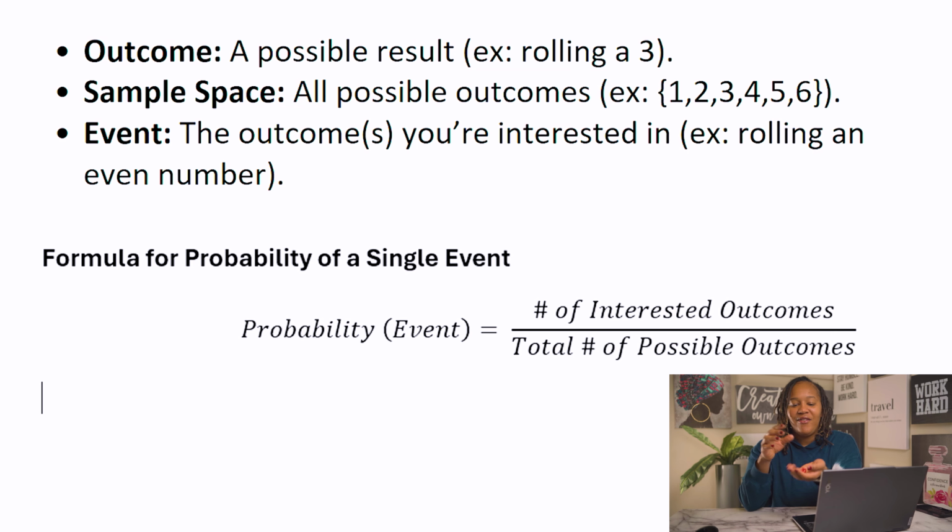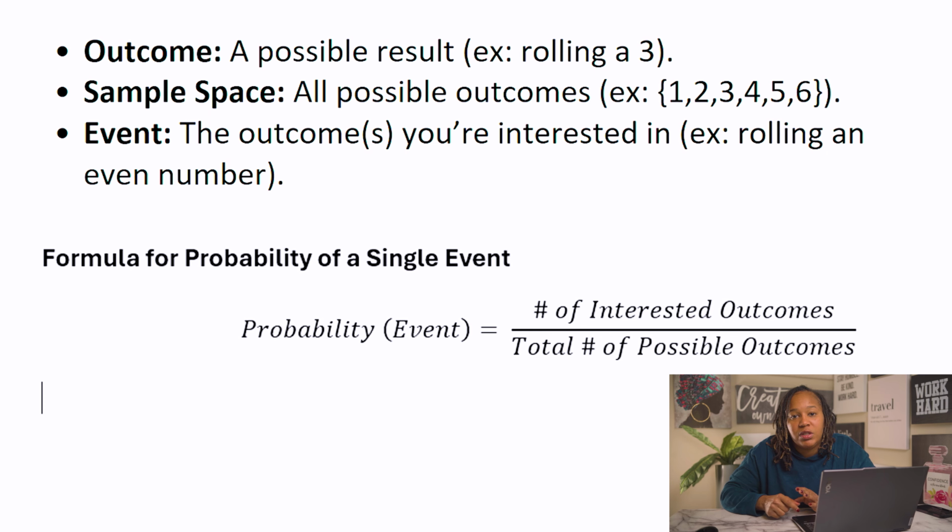So for example, I have a dice. We like to use dice and rolling dice in probability. This dice has 6 sides on it, and it's numbered 1 through 6. So my possible outcomes are 1, 2, 3, 4, 5, and 6. Each one of these numbers is considered an outcome, okay? So an outcome is one possible result. So 2 is a possible outcome. 3 is a possible outcome, all right?